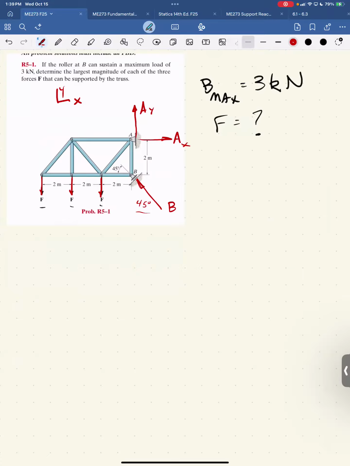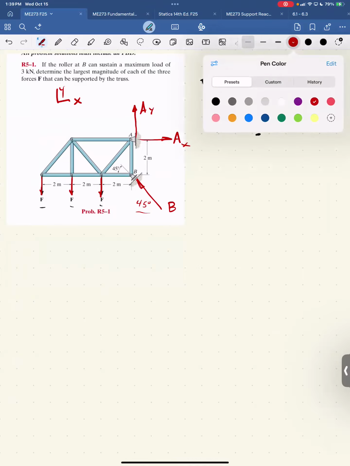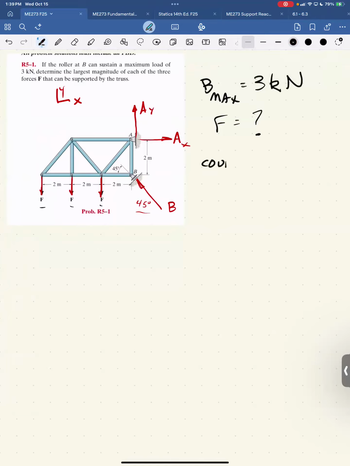So I've got a coordinate system. I've counted my unknowns, and I'm in 2D. It's less than 3. That's the next step, right? After the free body diagram is done, count unknowns. In 2D, it's 3 max, and in 3D, it's 6 max. So in this case, I have 3: AX, AY, and F. Because what I'm going to do is, he tells me if the maximum value of B is 3 kilonewtons, and he wants to know the largest magnitude of these applied forces F, that means I can set B equal to 3 kilonewtons, and that'll solve for the maximum forces F.